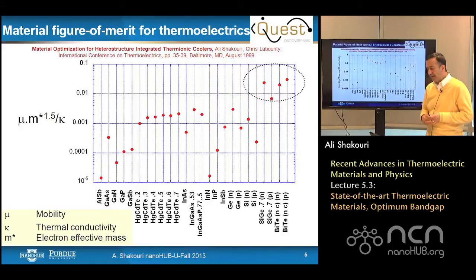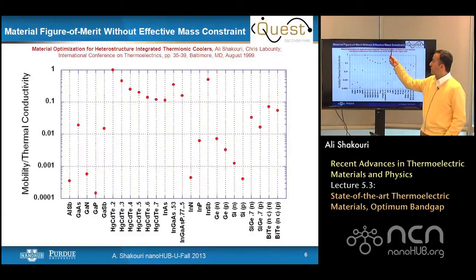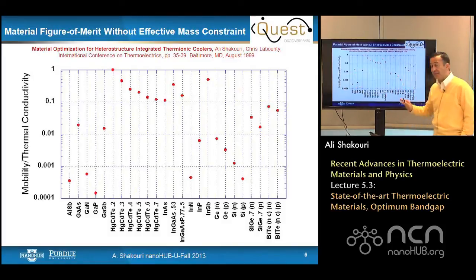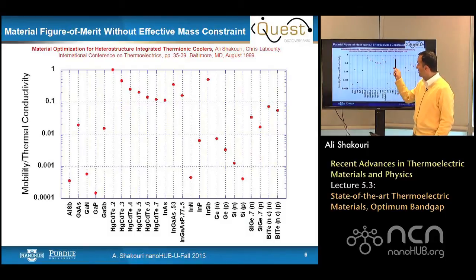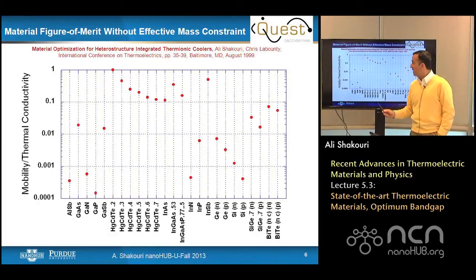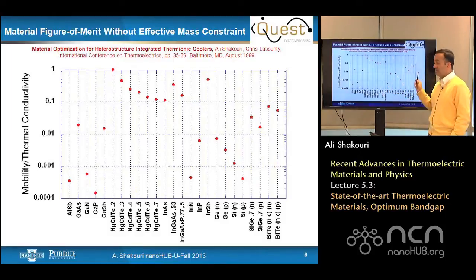If somehow we are able to engineer it so that the effective mass doesn't come in, and you only consider mobility divided by thermal conductivity, the picture changes. Actually, a lot of the II-VIs and III-Vs, like indium antimonide, InGaAs, as well as mercury cadmium telluride and so on, are already much better than some of the existing thermoelectric materials.